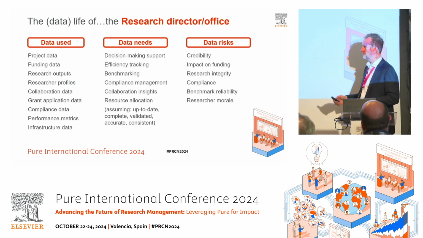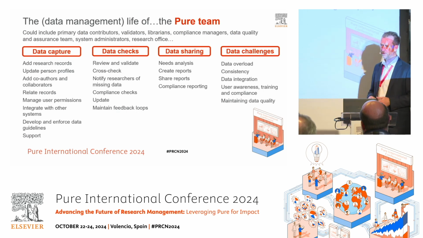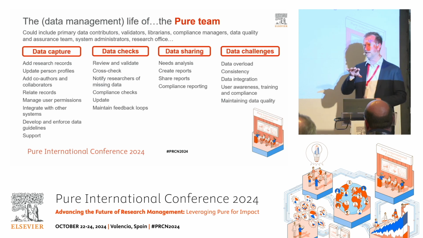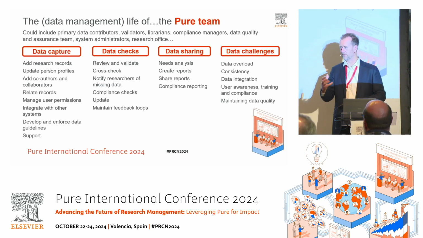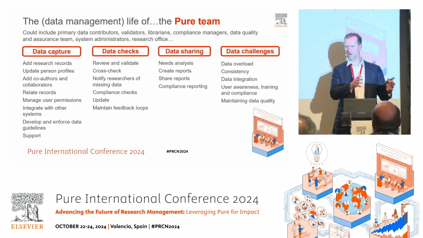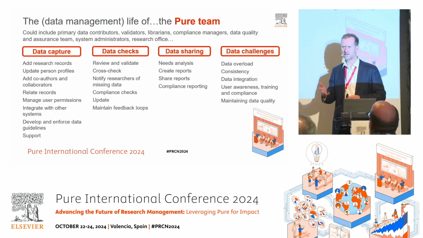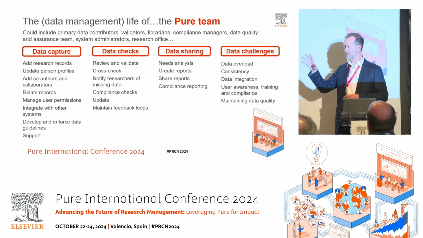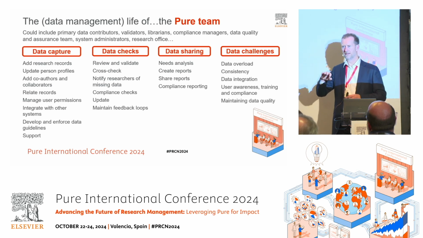And last but not least, the data management life of the Pure team. So we talked earlier in the data quality sessions, how big is your Pure team? It ranges from 1 to 17, or I think somebody had 30 people with part-times, etc. So the correlation, and we discussed this, between the size of the Pure team versus the quality of data is not necessarily direct. It's not a precise correlation.